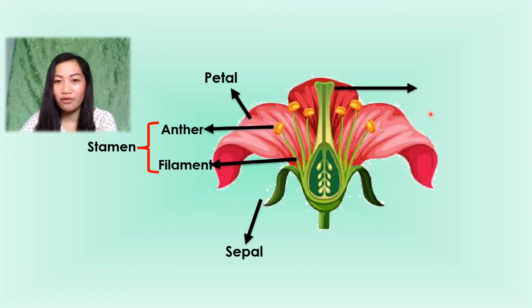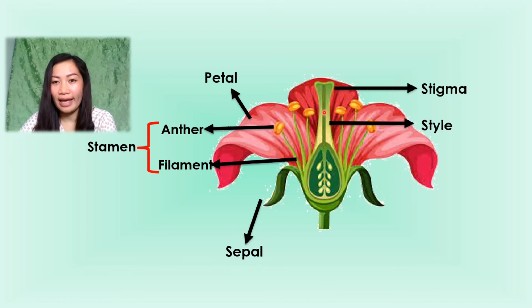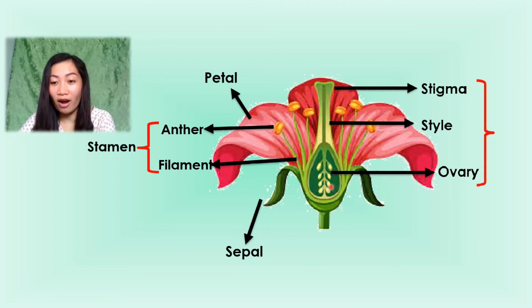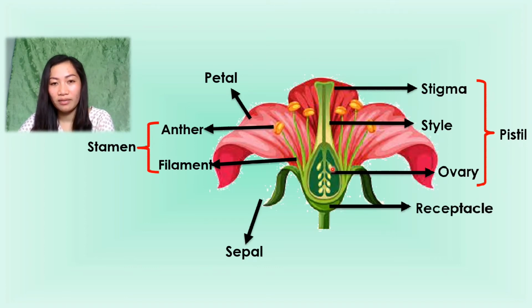And we also have this one, the stigma. The style is the tube wherein the pollen grain passes through. And we also have the ovary. Inside the ovary, we have the ovule. So these are the female part of a flower, and we call it the pistil. And we have also the receptacle. So these are the parts of a flower.